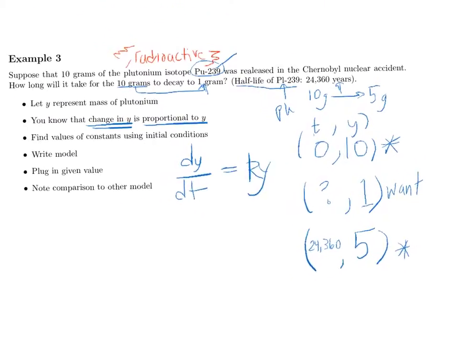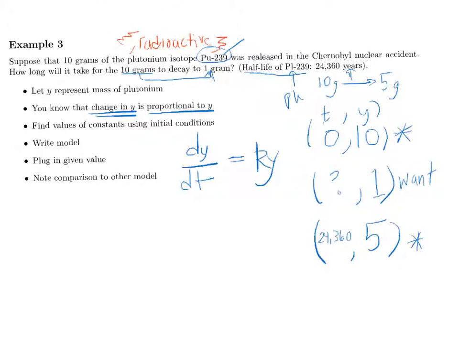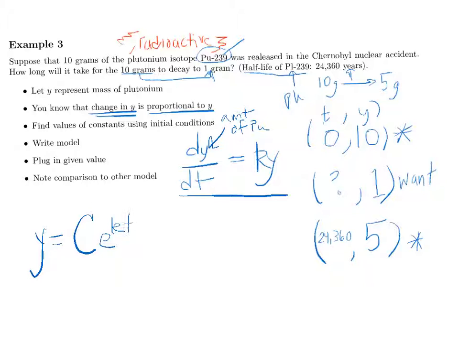Okay, so we take this fact over here, that dy/dt is proportional to ky, and we're going to say y means the amount of plutonium. A solution to this then is y equals, what is it? Yeah, Ce^(kt). That's our solution. It's going to be an exponential function. Now we have to figure out what C and K are.